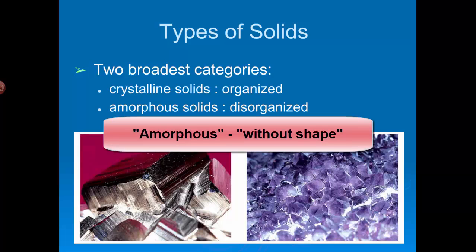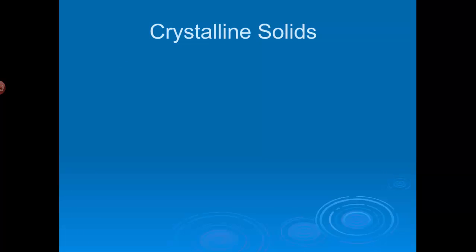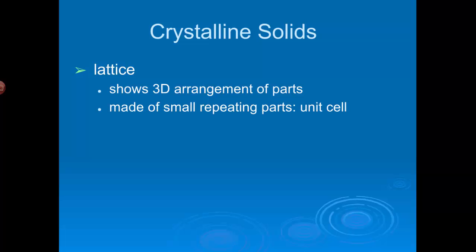A, without, morph, shape. So for crystalline solids, we have what's called a lattice, and the lattice shows the 3D arrangement of the different particles. Okay? They're made of small repeating parts called unit cells. The way we determine the structure of a lattice is by something called X-ray diffraction.